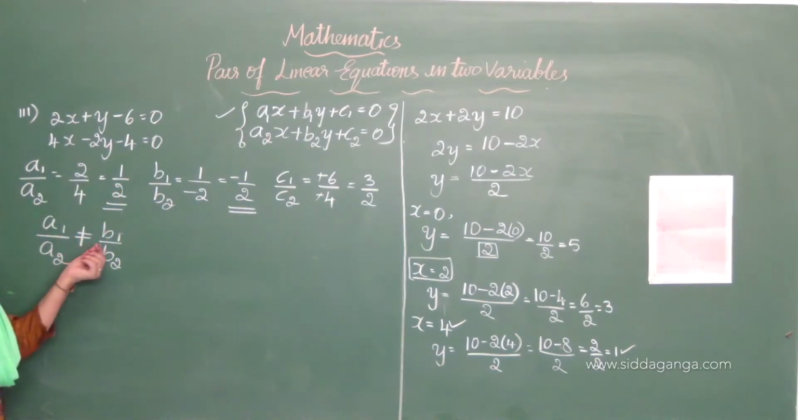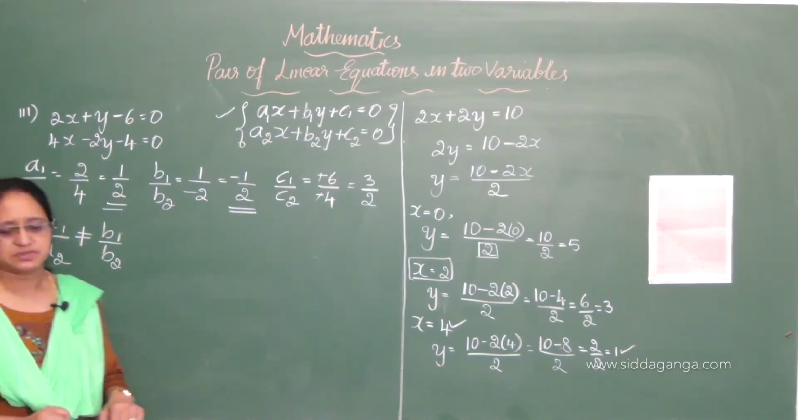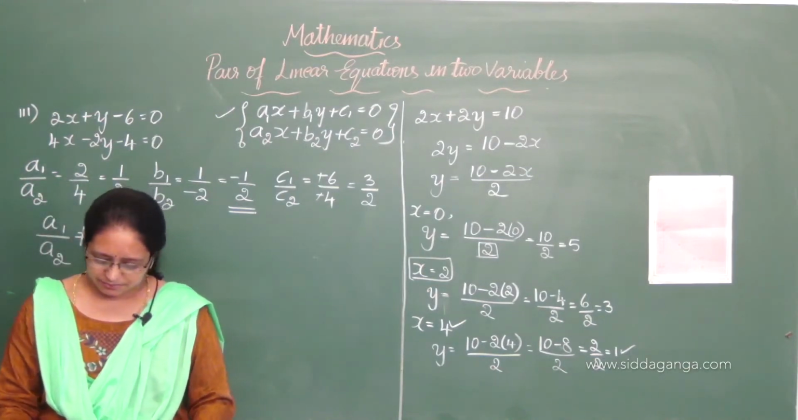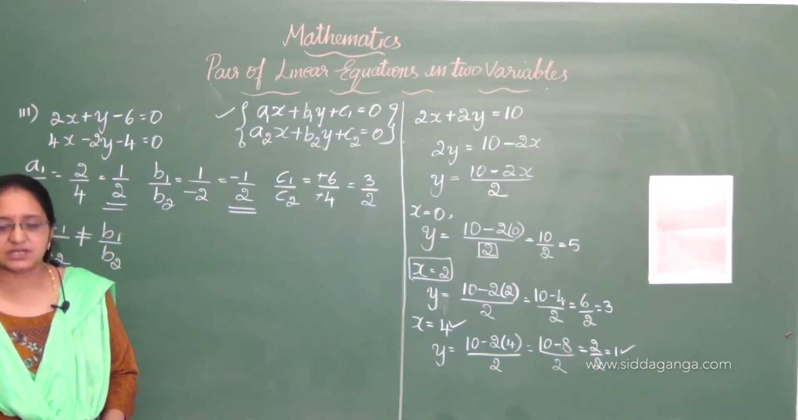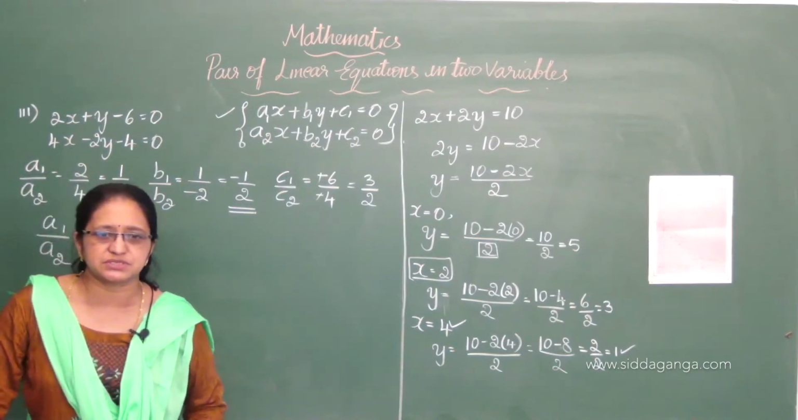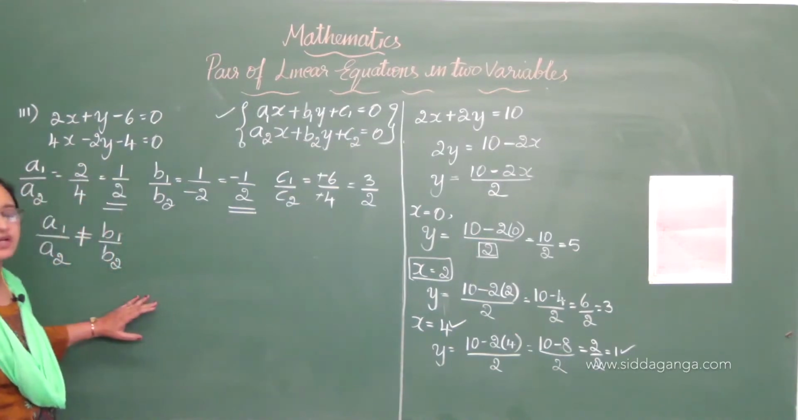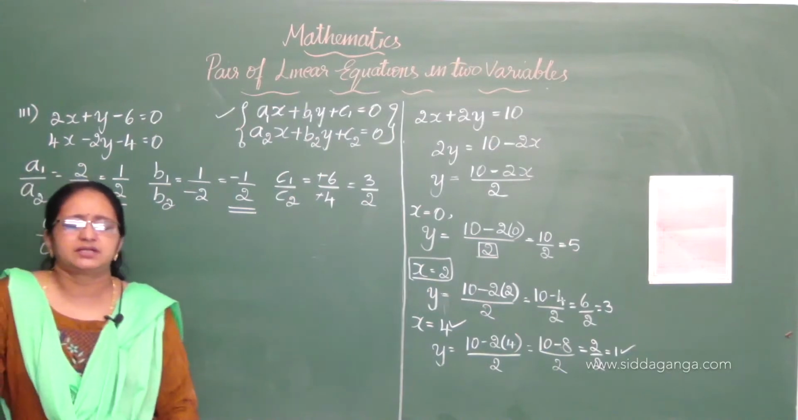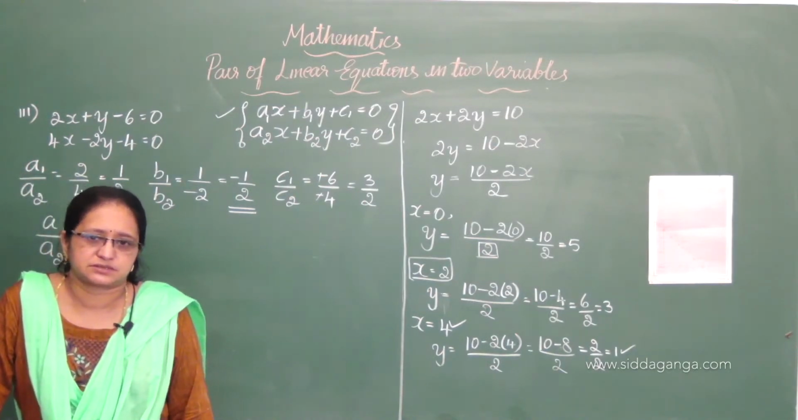So, a1 by a2 is not equal to b1 by b2, what does this represent? This represents that the pair of linear equations is consistent. Then what type of graph will you obtain? You will obtain intersecting lines, okay.